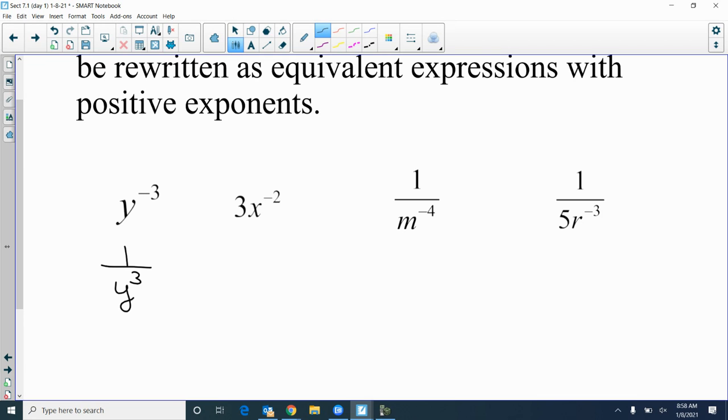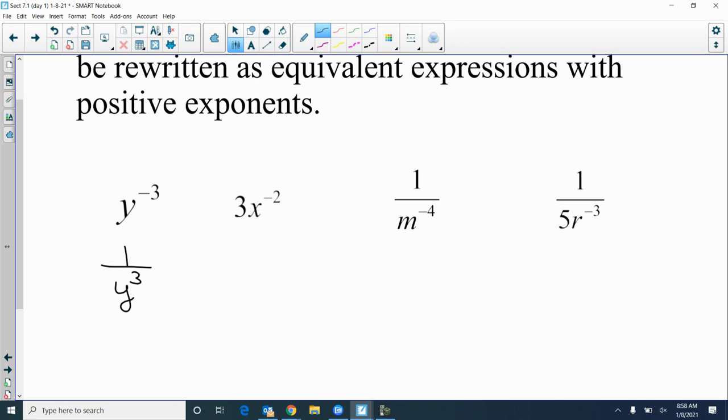No negative exponents when we're done, or 0 exponents. That's the goal. You gotta watch where the parentheses are, or if there are parentheses. Anybody want to take a stab at this next one? So 3x to the -2nd. How can I rewrite that without any negative exponents?